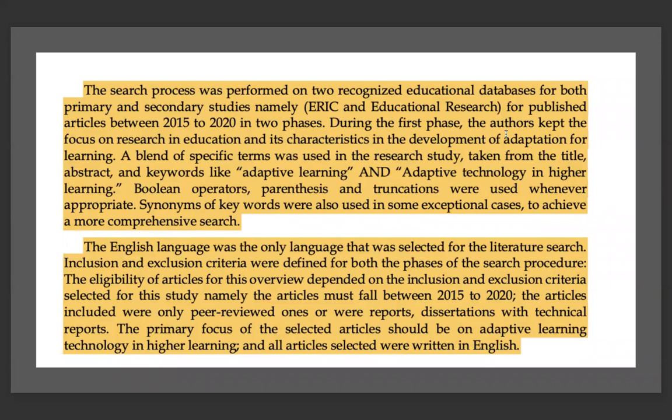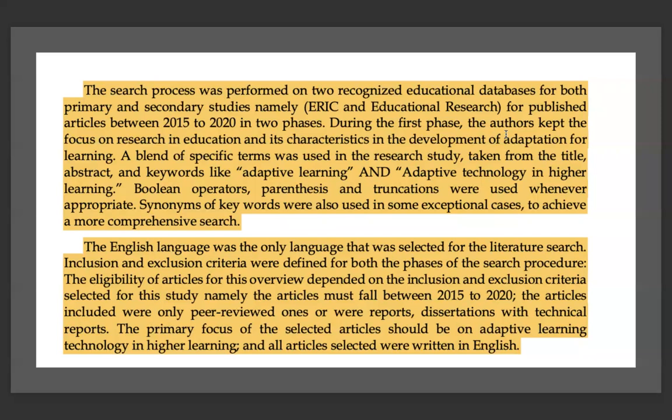During the first phase, the author kept the focus on research in education and its characteristics in the development of adaptation for learning. A blend of specific terms was used in the research study, taken from the title, abstract and keywords, like adaptive learning and adaptive technology in higher learning. Boolean operators, parentheses, and truncation were used whenever appropriate. Synonyms of keywords were also used in some exceptional cases to achieve a more comprehensive search. The English language was the only language that was selected for the literature review.